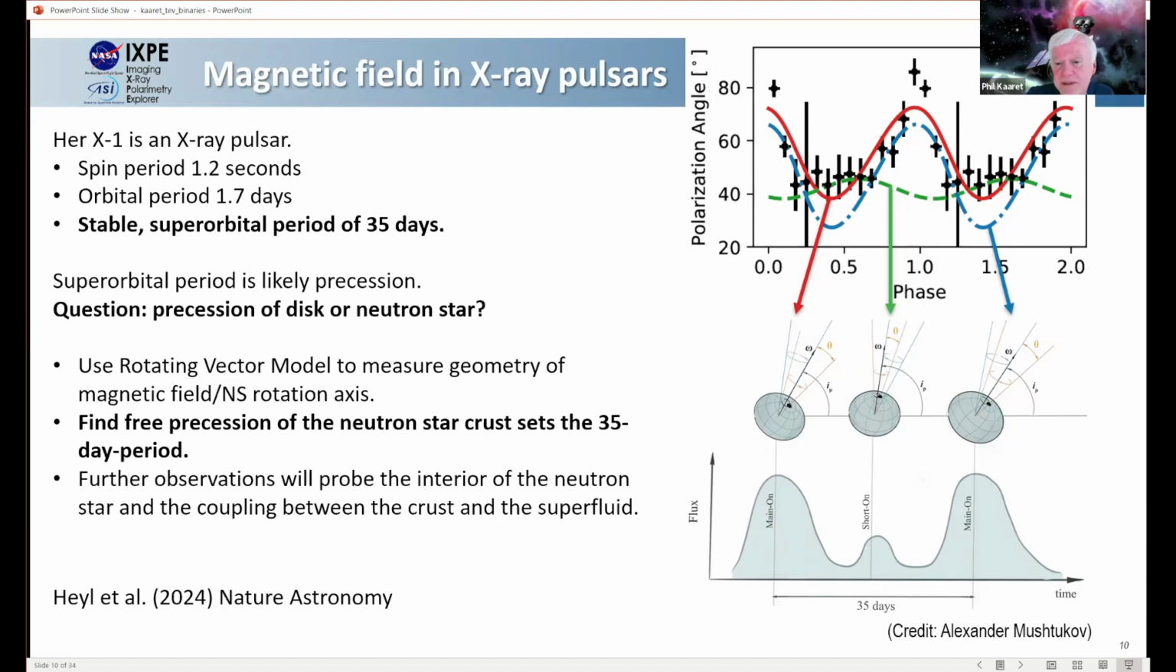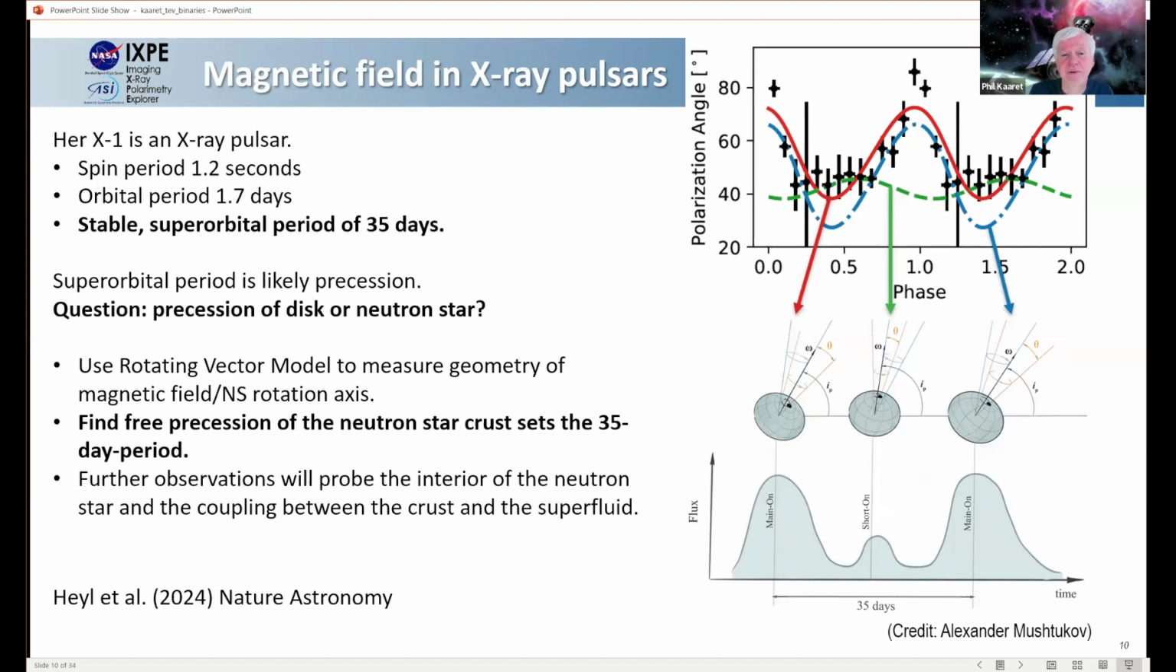Okay, so you can see the 35-day superorbital period has the so-called main on and short on states. And what we can actually do is see the neutron star precess as it goes around. So we really show definitively that the precession is due to the neutron star. It's not due to the disk. So that's exciting. A lot of exciting results have come out from measuring radio pulsars in great detail, but accreting pulsars don't tend to be radio emitters. So IXPE really enables us to measure what the neutron star is doing, even when it's being accreted onto.